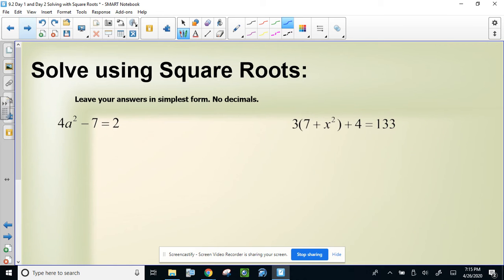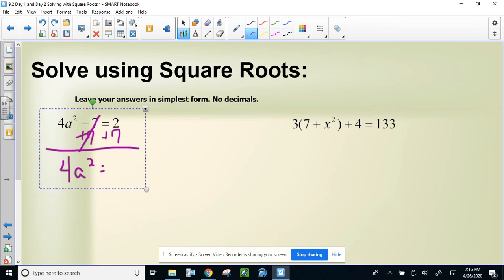So here, and this one says leave your answer in simplest form. So this is just saying that we're not going to get whole numbers. These are the last two real quick, just so you can see how it looks a little bit different. Still going to start the same process. I'm going to undo my order of operations. So my 7 will go away. So I have 4a squared equals 9.